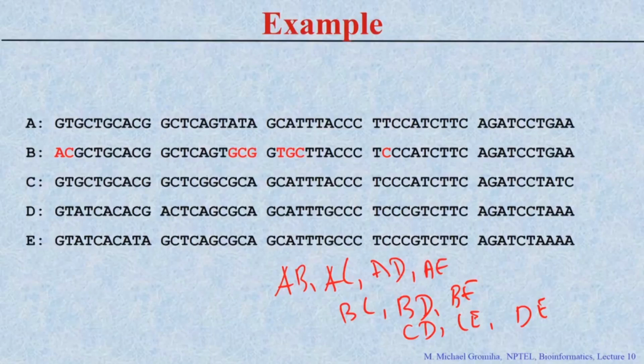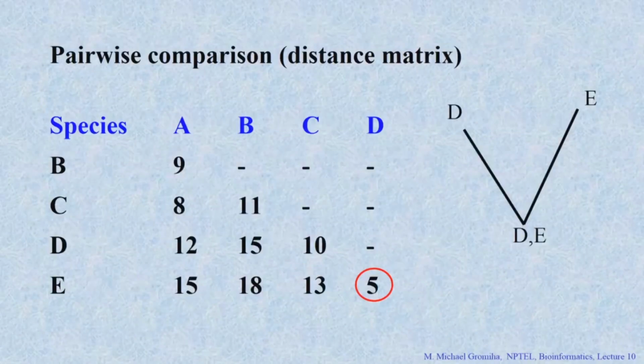That will be based on the distance, right. For example, if it is A and B, we take the sequences of A and B and compare these two sequences, and you can see the number of mismatches. So, how many mismatches between A and B? 9. Okay, I put 9.